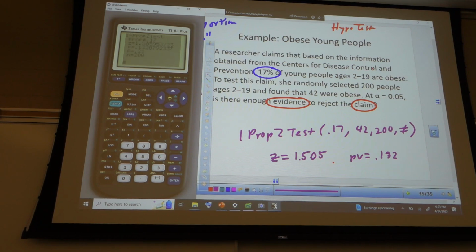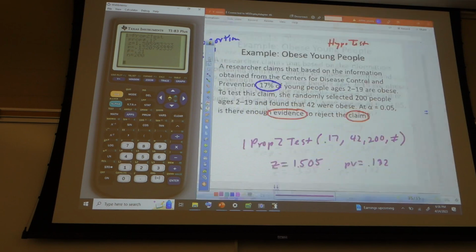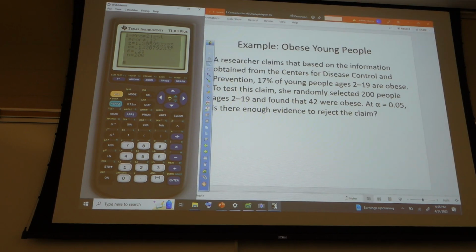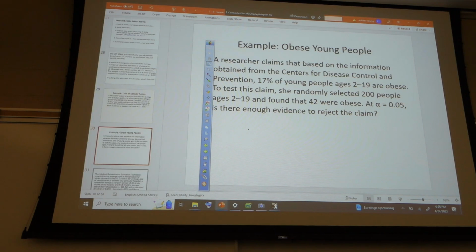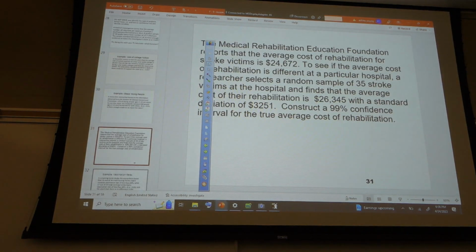All right. So there we go. We have our Z-score and our p-value. All right. Great. Next one.